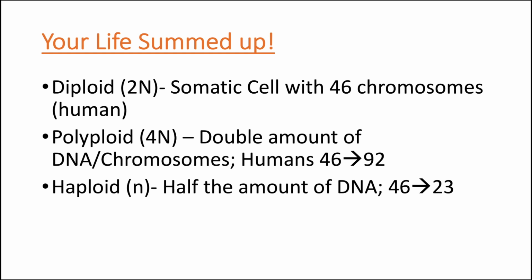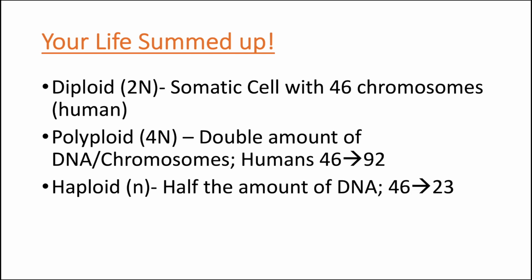Now, when we look at the amount of chromosomes in a cell, the cell can be in different states. The cell can be in the diploid state, the cell can be in the polyploid state, or it can be in the haploid state. Remember, the prefix di means two. So that means that we have two copies. N means chromosomes. So we have two copies of chromosomes. N is going to equal 23. 23 times 2 is going to equal 46 chromosomes.